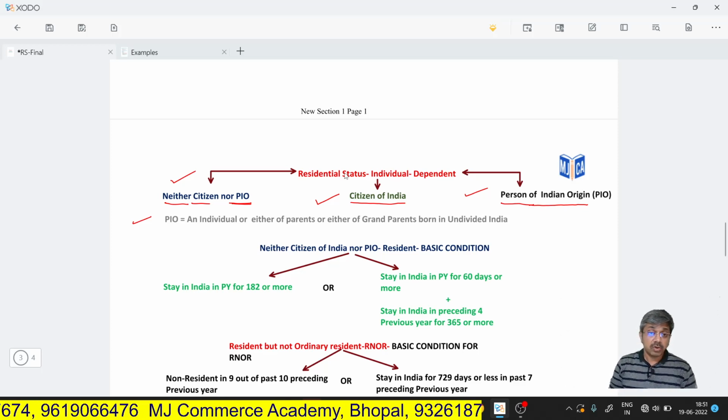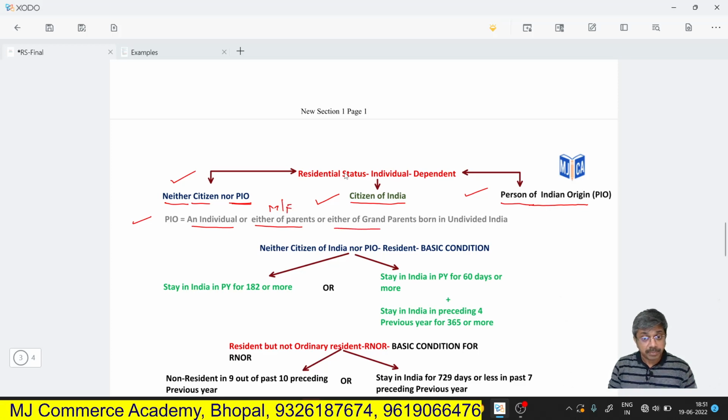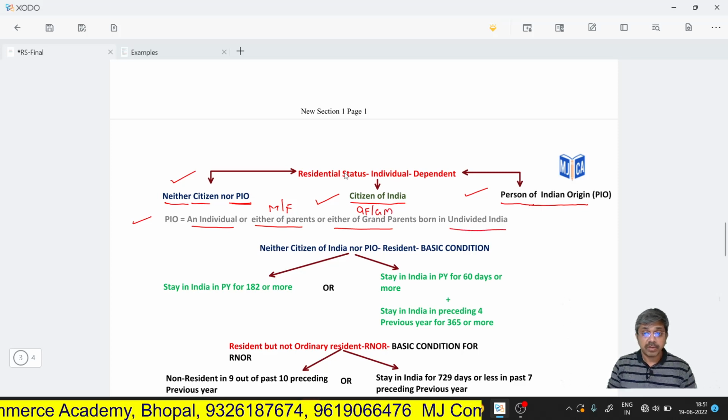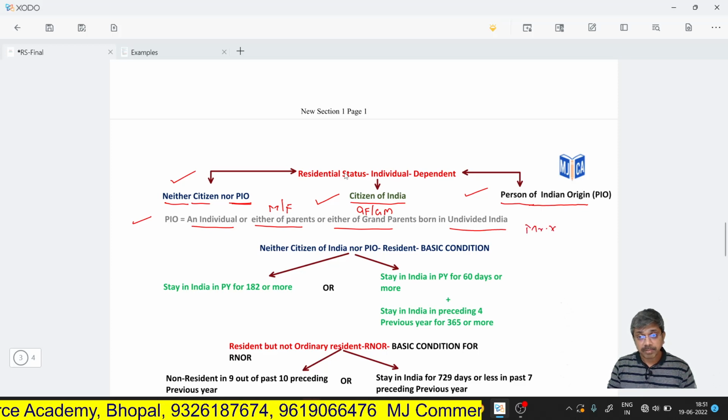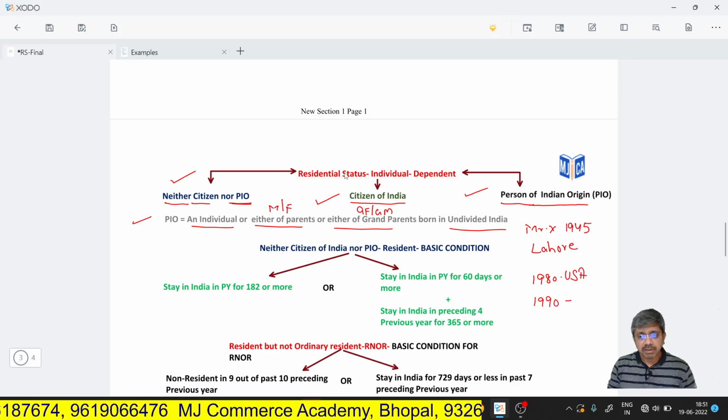Now let me explain briefly who is a person of Indian origin. A person of Indian origin means an individual either of whose parents, that's mother or father, or either of whose grandparents, that's grandfather or grandmother, were born in undivided India. For example, say Mr. X was born in 1945 in Lahore. At that time, Lahore was a part of India. In the 1980s, Mr. X settled in USA.